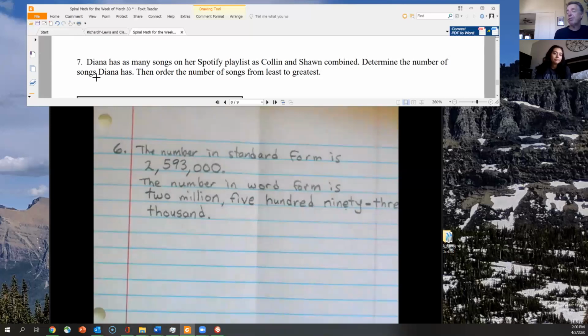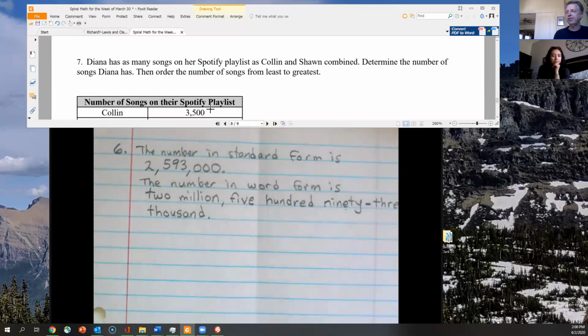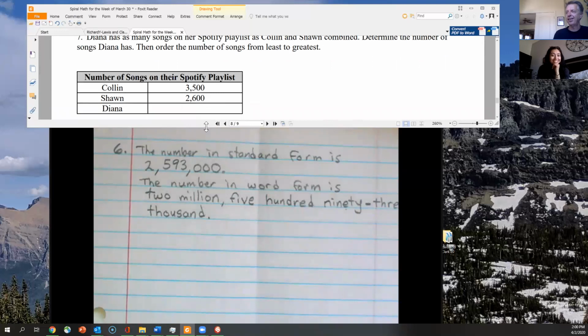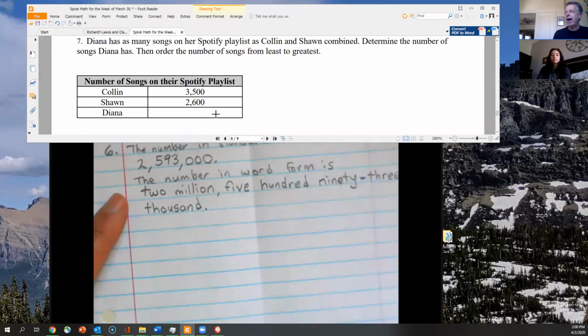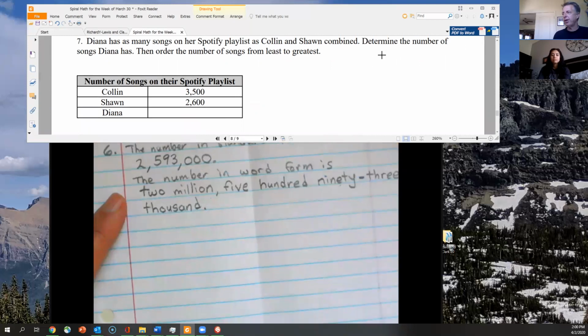Diana has as many songs on her Spotify playlist as Colin and Sean combined. Determine the number of songs Diana has. Then order the number of songs from least to greatest. So let's go ahead and take a look at their Spotify playlist songs. They have a lot of songs on their playlists. So basically, boys and girls, I don't see a question mark here, but I see the word determine, and that just means tell. So you're going to write an answer sentence telling me the number of songs Diana has, and then you're going to order the number of songs from least to greatest. So there's 2 parts to this, so it's very important to show both of them.